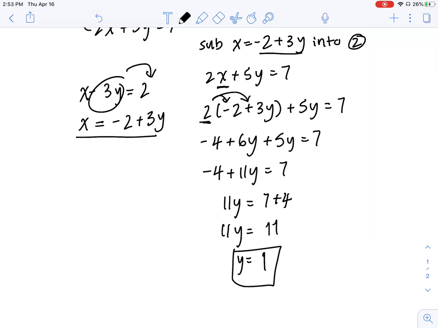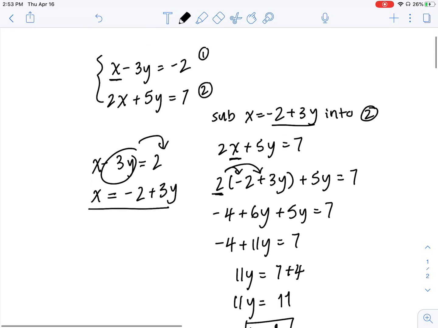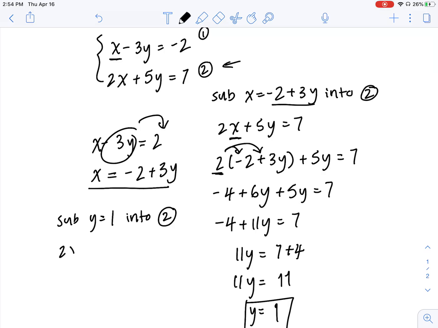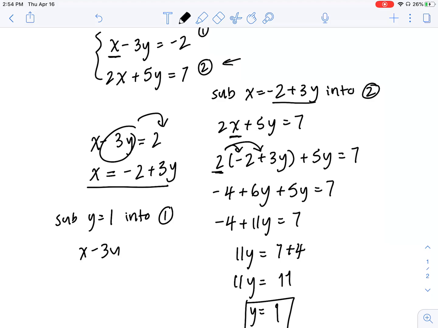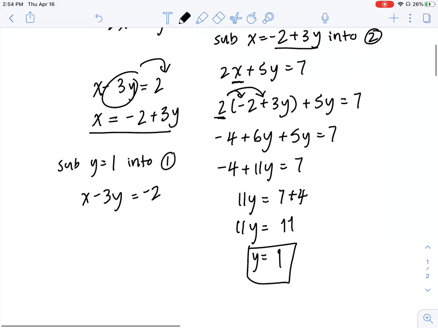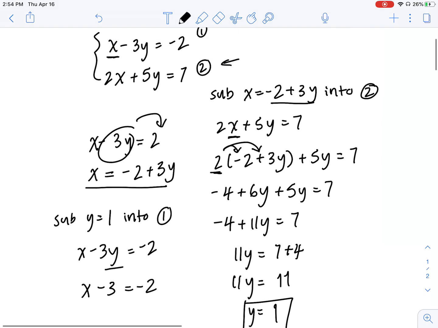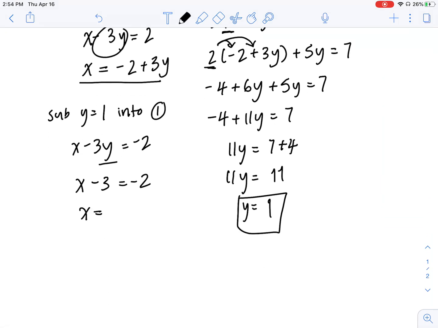Now that I have y equals 1, I can sub that back into equation 2. So sub y equals 1 into 2. Equation 2 is 2x. Sorry, I'm actually going to sub that back into equation 1 since we already worked with equation 2. Equation 1 is x minus 3y equals minus 2. Instead of y, I'm going to write 1, so x minus 3 equals minus 2. Therefore, x equals minus 2 plus 3, x equals 1.